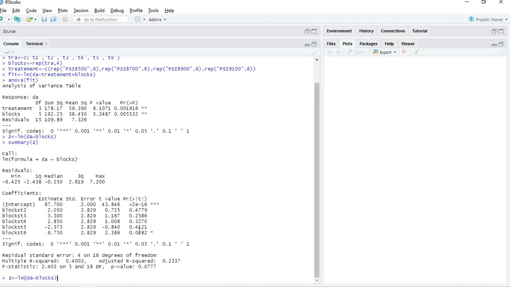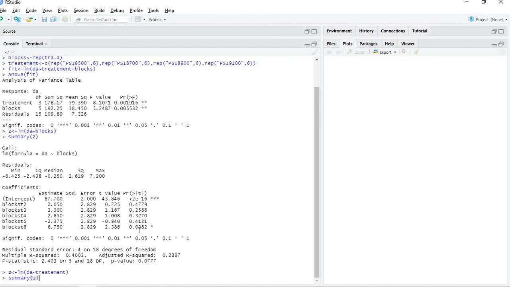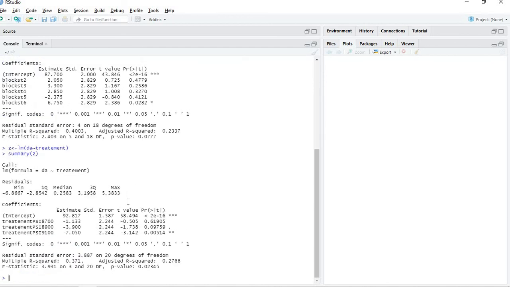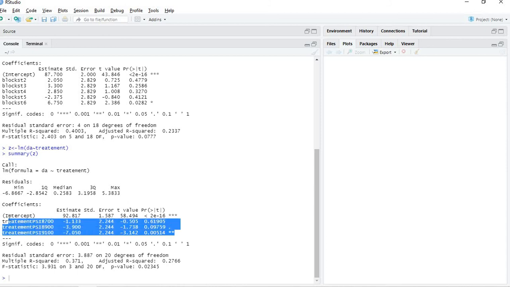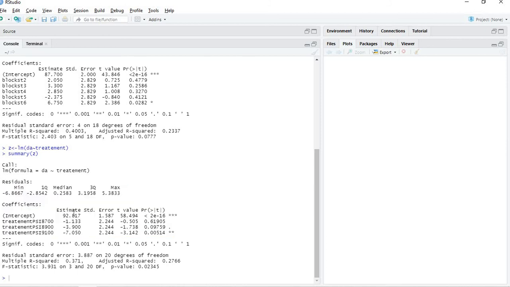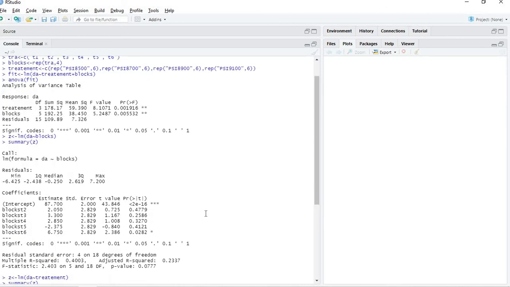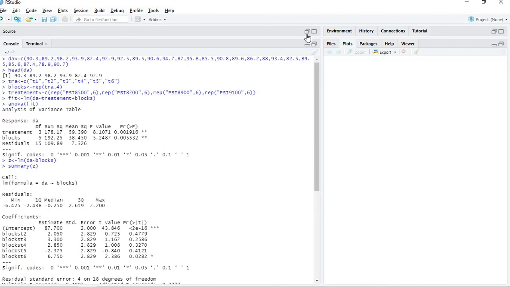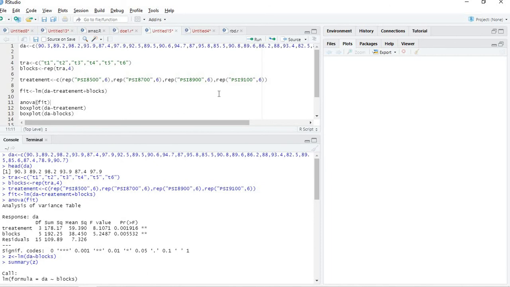Okay, fit with treatments, then you can find the summary of the fit. You will get these values. This will give you the regression coefficients. Remember that. Now we can use different statistics for checking normality.